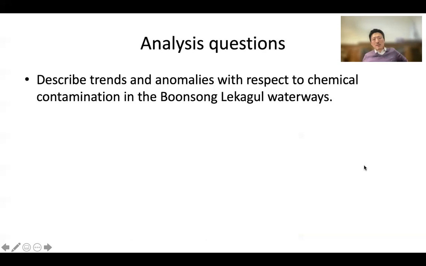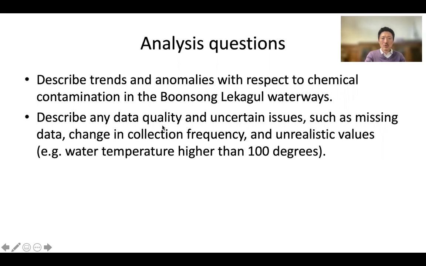Okay, and then in terms of actual questions, you are required to describe any trends or anomalies in these readings, because it measures many different things, water temperature and different types of chemicals you have in the water. There's lots of them. So you need to discover trends or anomalies. And then you also want to describe any quality issues with the data itself. So this is different from anomalies.